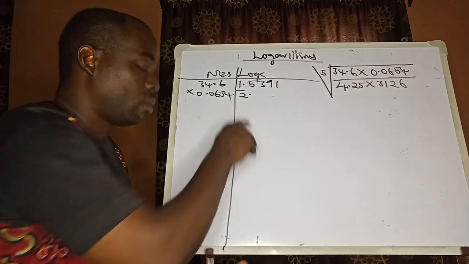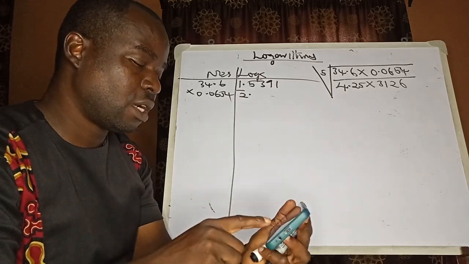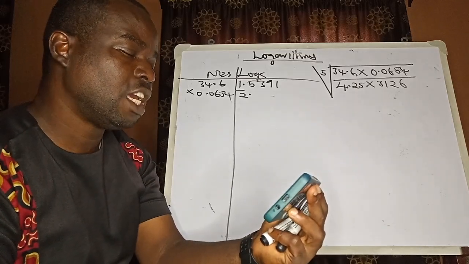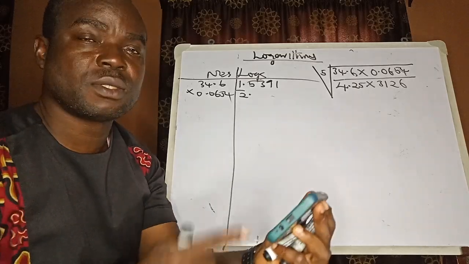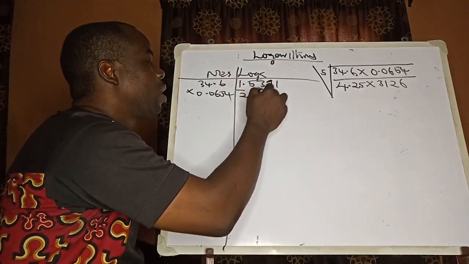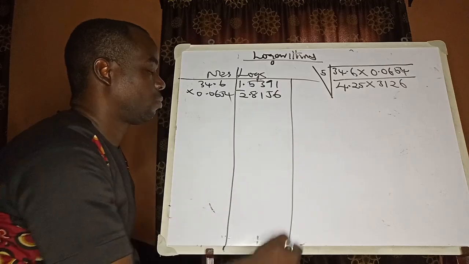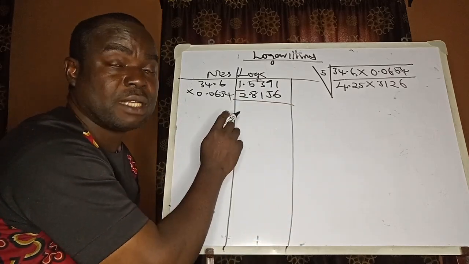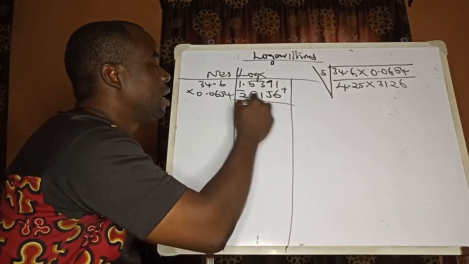Then check 65 under 4. 65 under 4 will give us 8156. So compare with your log table. So now, what is multiplication? Multiplication means we add the numbers, right? So we have plus. So let's add.